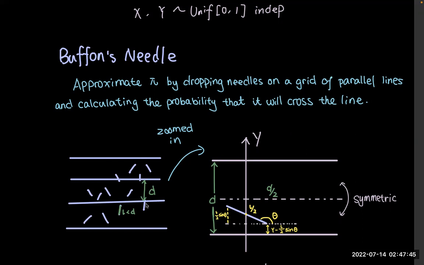And to calculate this probability, we can think this way. Let's look at the center of each needle. The center can be anywhere, right? Anywhere, if we just look at the two adjacent lines. But it is symmetric around the center line, right? So we only need to assume that the center is uniform from 0 to d over 2.